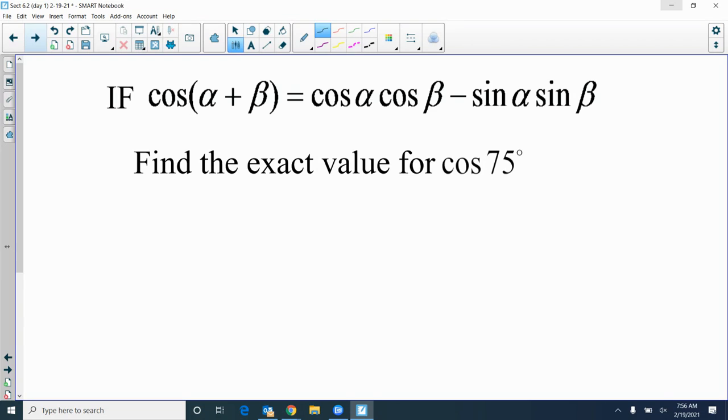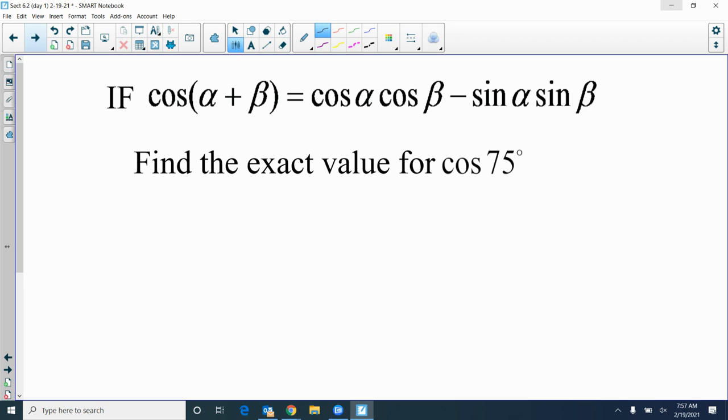All right, this symbol is the Greek letter alpha, and this is the Greek letter beta. If the cosine of alpha plus beta equals the cosine of alpha times cosine of beta minus sine alpha times sine beta, find the exact value for cosine of 75 degrees.